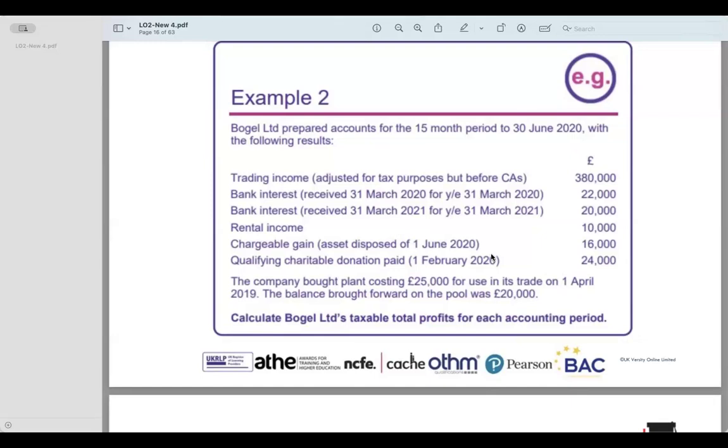Bogle Limited bought plant costing £25,000 for use in its trade on April 1st, 2019. So the balance brought forward on the pool was £20,000. So the calculation will be total profit for each accounting period here.